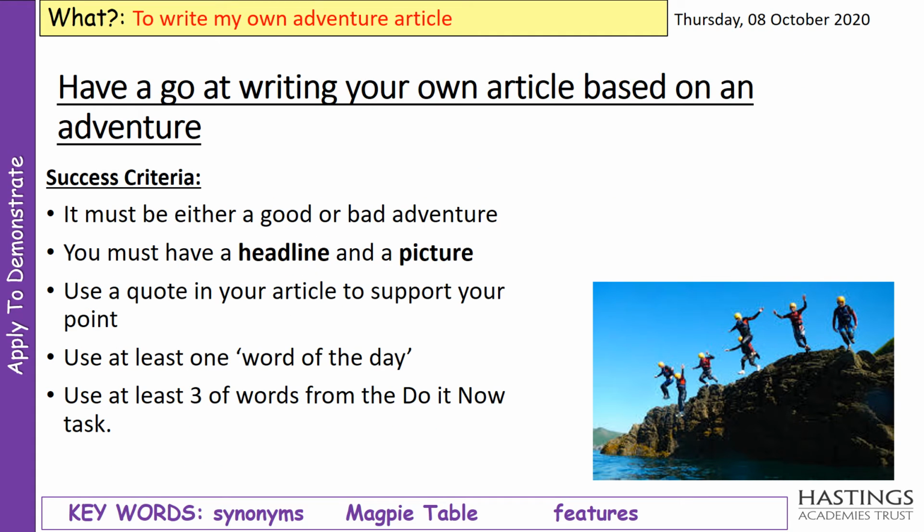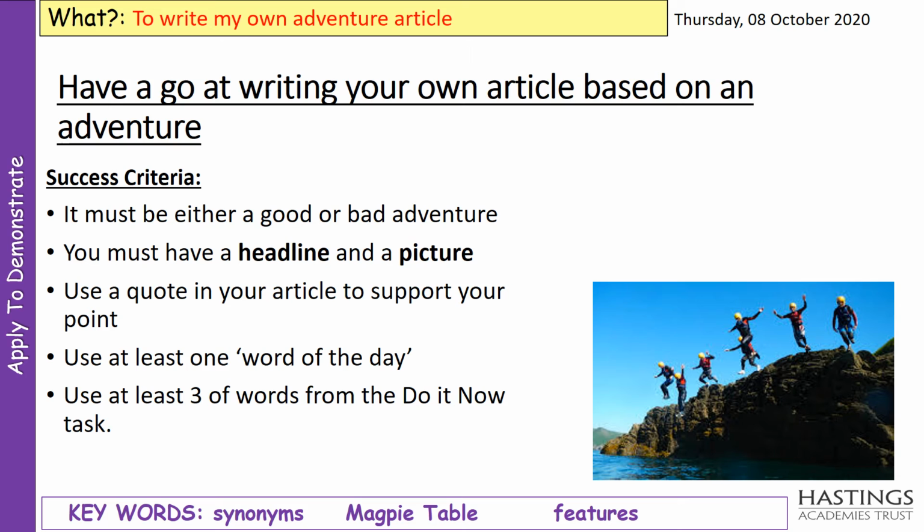Okay, so now what I want you to do is to write out your article. So what you need to do is be clear about whether it was a good or a bad adventure. So you read an example last week of a good adventure of someone who went to Australia and a bad adventure of someone who went to Thailand. So make sure it's clear what your opinion is in your article. Is the place good or bad? Would you recommend it to other people?